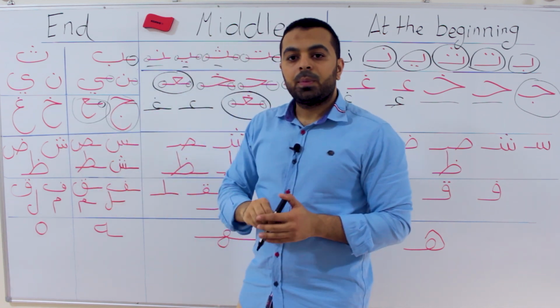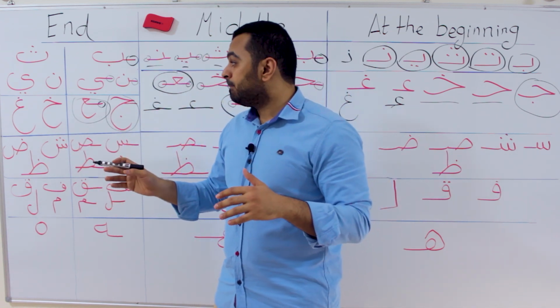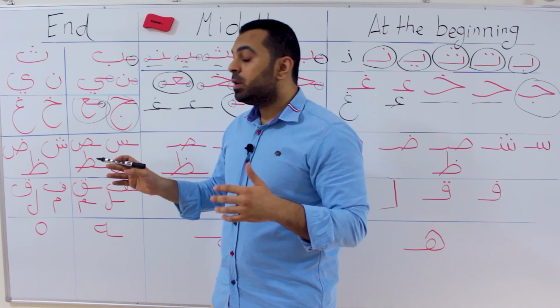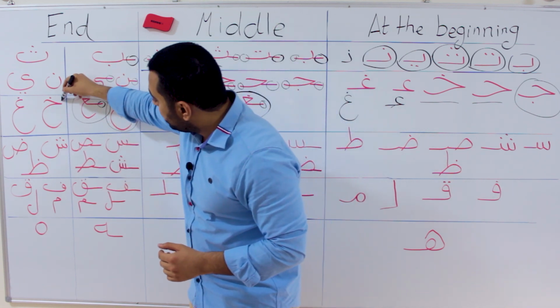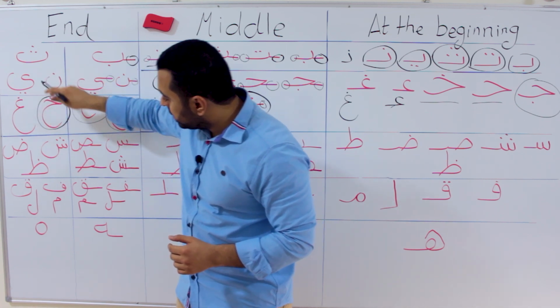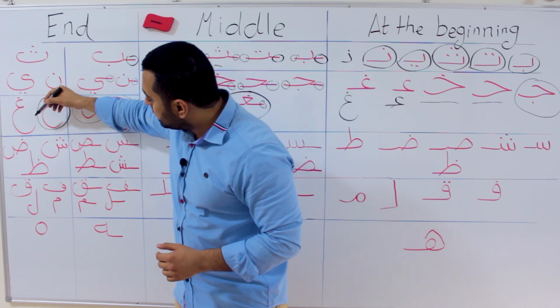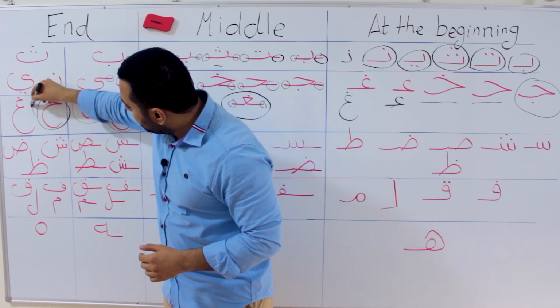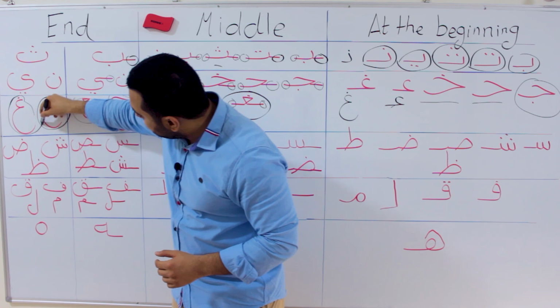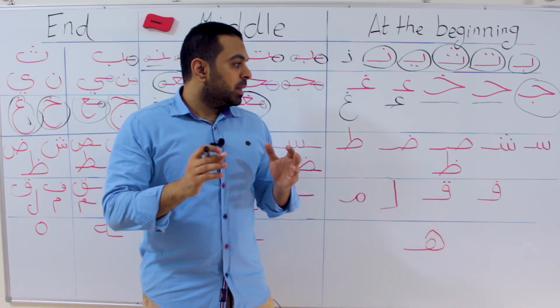Okay. Now, in the not connected form, you will see it separated like this. Ain, this is Gim, Ha, Kha. You will find it like this, and Ghain and Ain, you will find it like this. This one.